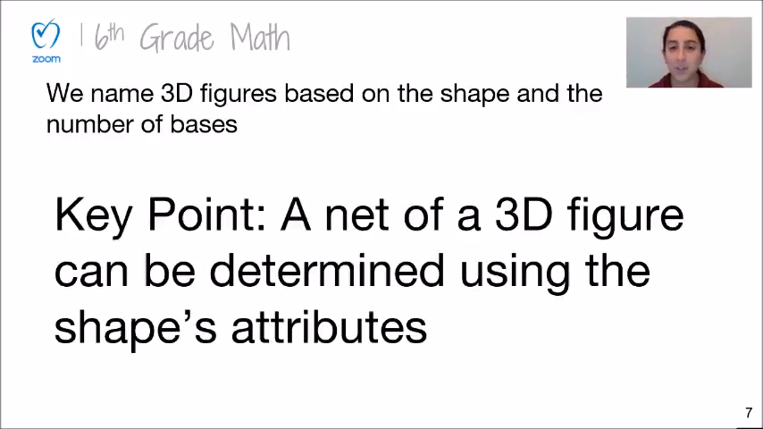Putting everything we just went through together, we arrive at our key point for today. It says, a net of a 3D figure can be determined using the shape's attributes. As we saw in this net that I created, all of the bases are rectangular. That's why this name starts with the word rectangular. And we saw that when I create this into a 3D figure, it has two bases. That's why this is called a rectangular prism. Pause the video and type your key point into your Google classwork.